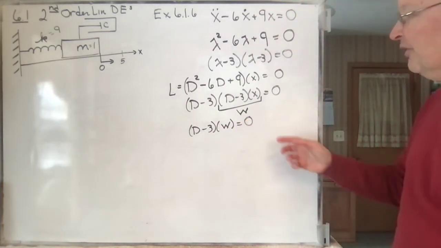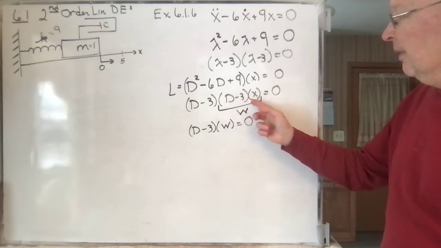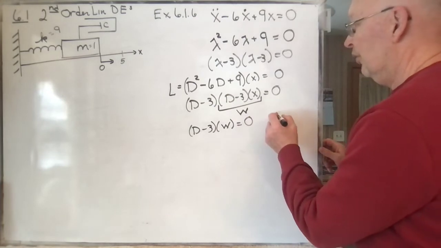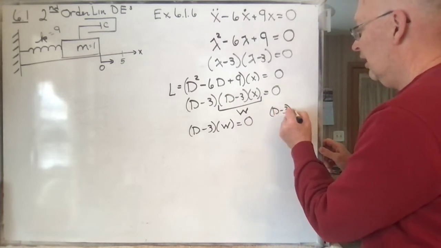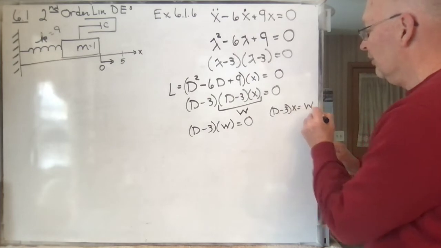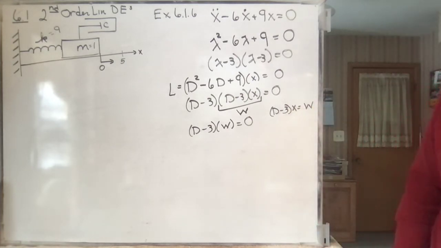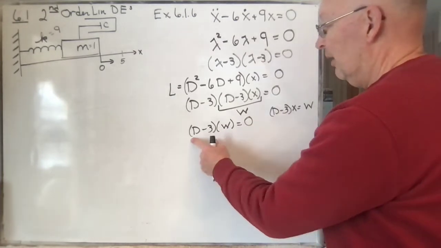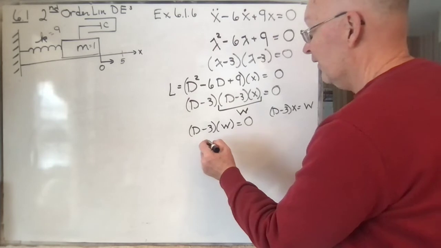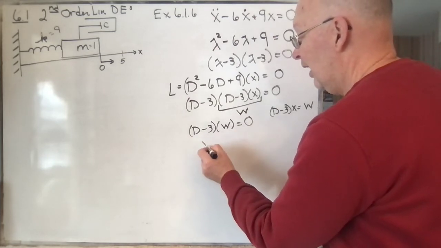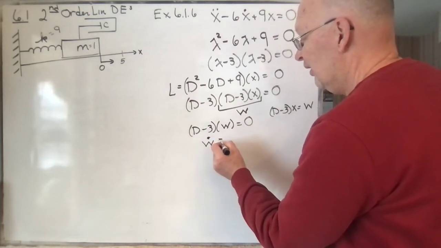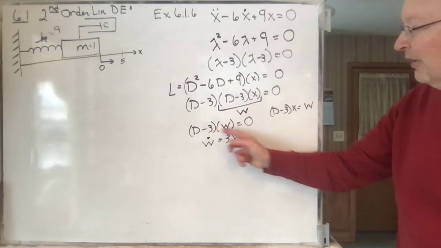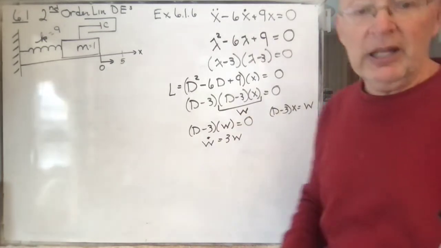So how's that going to help us? Well, W is the solution to this. So D minus 3 x is equal to W. Let's solve this one first. This is the one we can solve first. So what do we have here? We're going to get W prime is equal to 3W. Agreed? W prime is equal to 3W. I have to make sure you're still with me.